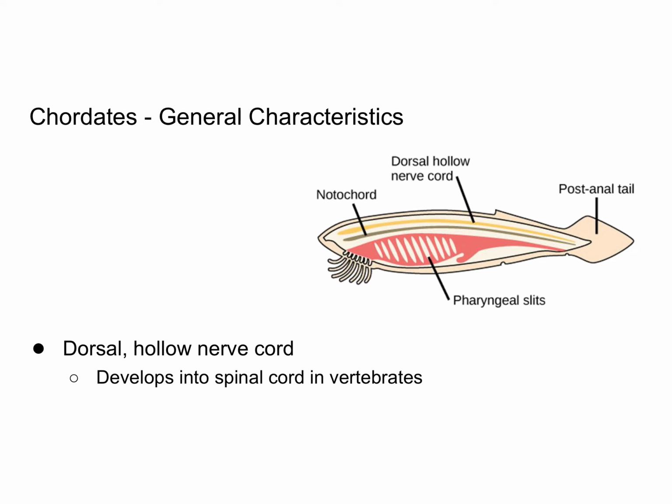The dorsal hollow nerve cord, as you can see here, will develop into the spinal cord in vertebrates. And the spinal cord is part of the central nervous system. And it is actually surrounded by the vertebral column, which is produced from the notochord.